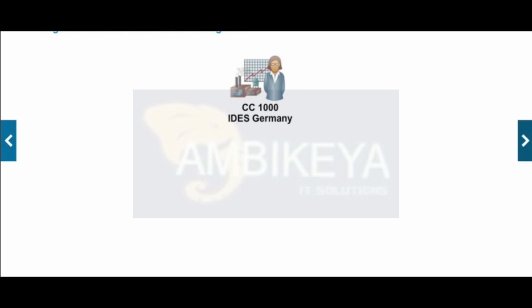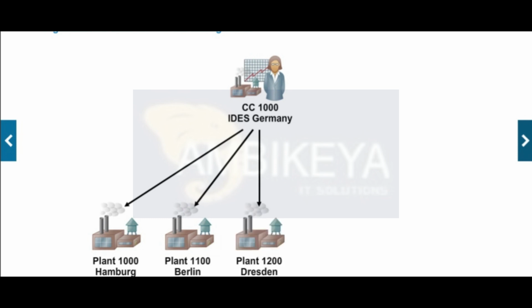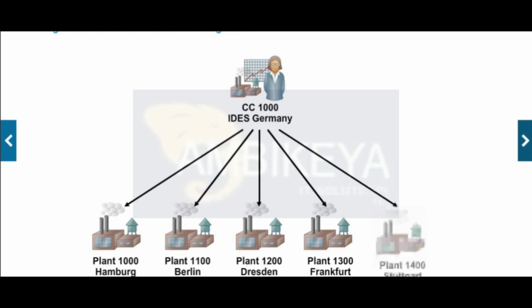Some of the plants included in IDES company code 1000 Germany are 1000 Hamburg, 1100 Berlin, 1200 Dresden, 1300 Frankfurt, and 1400 Stuttgart. All company code relevant transactions from these plants are posted in company code 1000 because these plants are assigned to company code 1000.